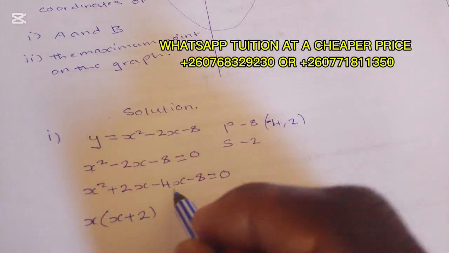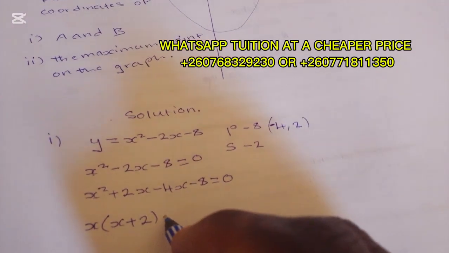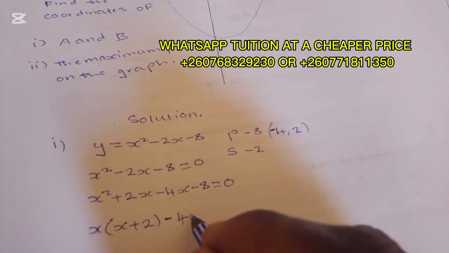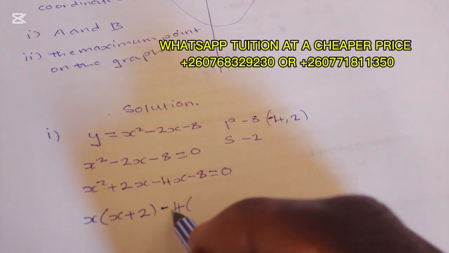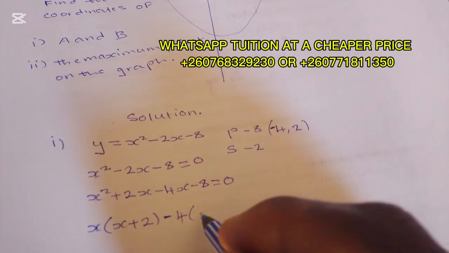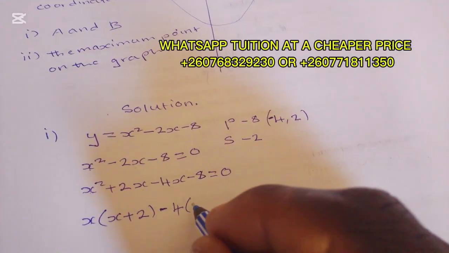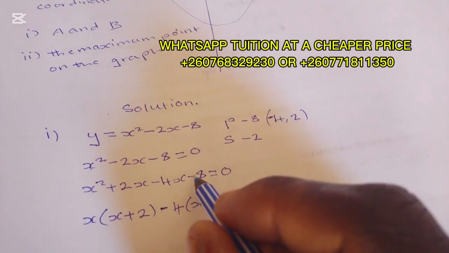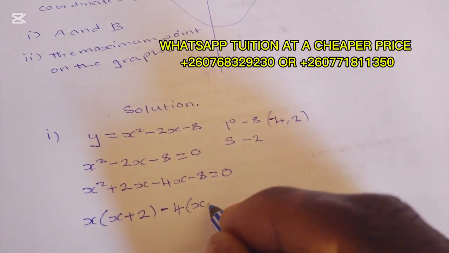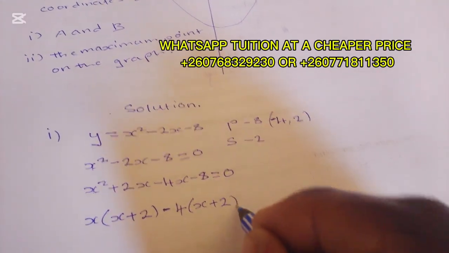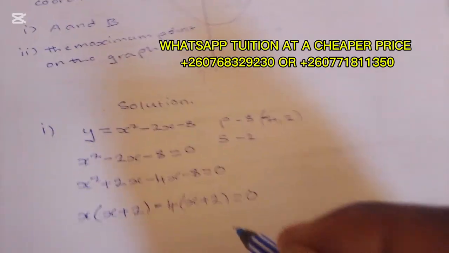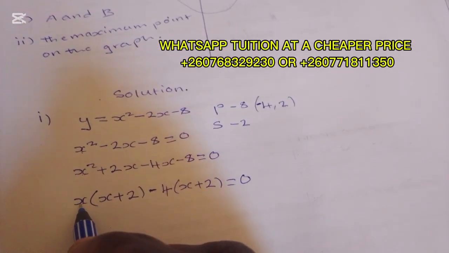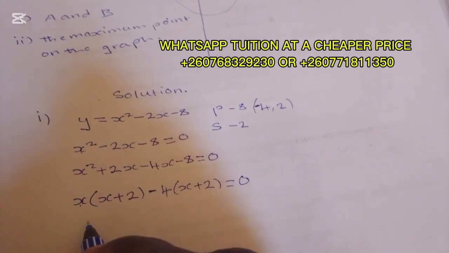We close the bracket. Then we come to this side and say minus, what is common here is 4. We write 4 here, open bracket, negative 4x divided by negative 4 gives x, then negative 8 divided by negative 4 gives positive 2, is equal to 0. Hope you are following me. Then we put these in brackets.